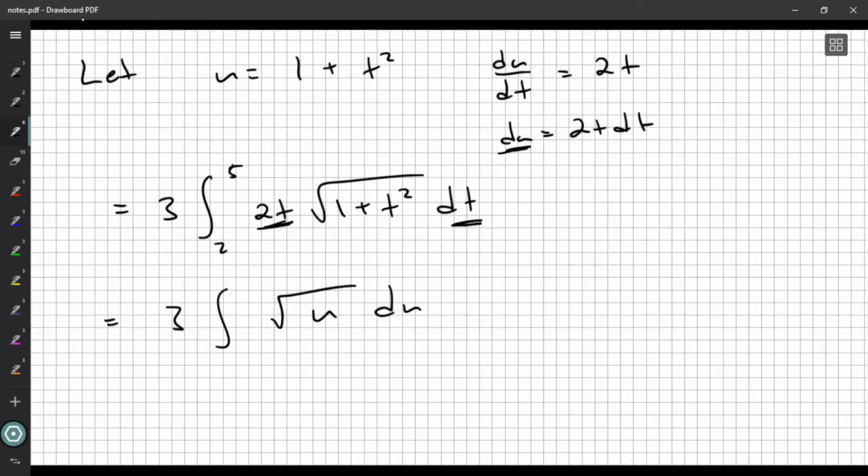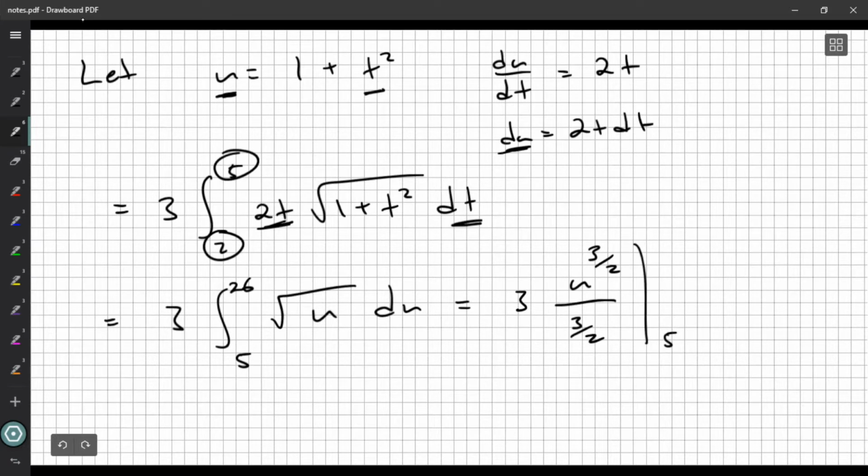But don't forget what happens to your bounds when you do a substitution. You either have to figure out the u or the t, depending which way you're doing your substitution. So 1 plus 2 squared will be a 5 for our lower bound, and 1 plus 5 squared will be a 26 for our upper bound. But at least now we can integrate this. And we'll have u to the 3 halves over 3 halves, going from 5 to 26.